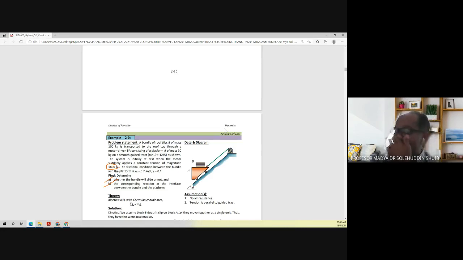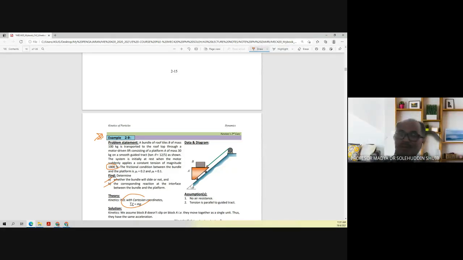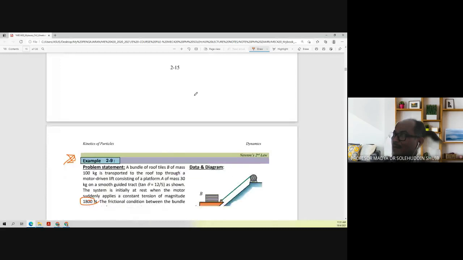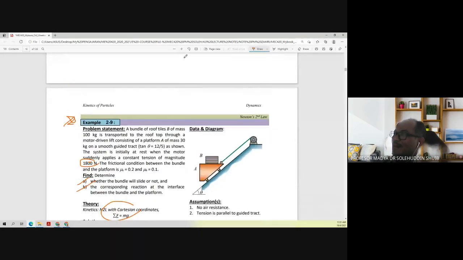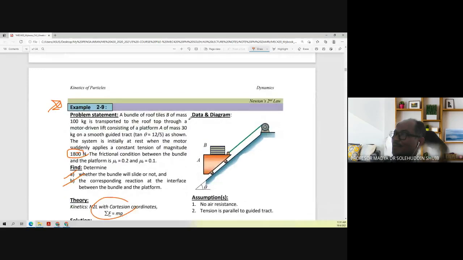So for this type of problem, you need to use Newton's second law. Read this problem again one more time so that you can try to understand. I give you 1 or 2 minutes to read the question again and analyze it. Understanding the problem is very important.